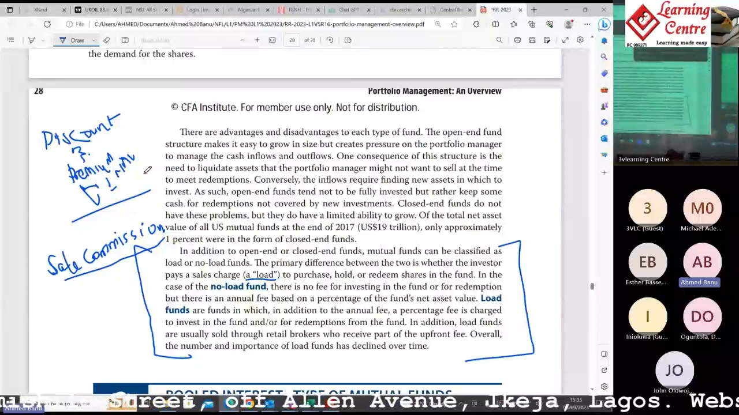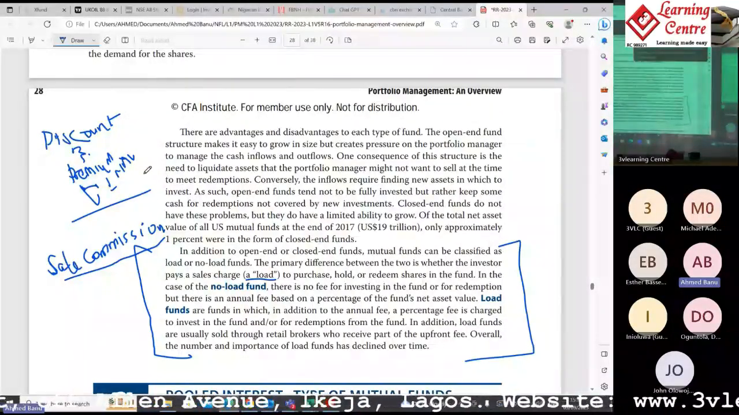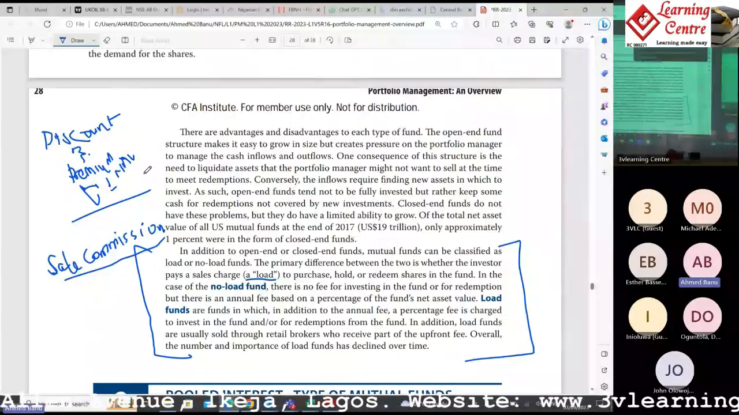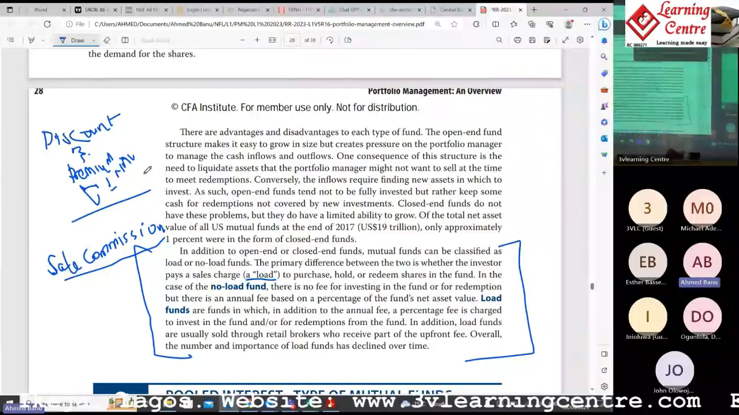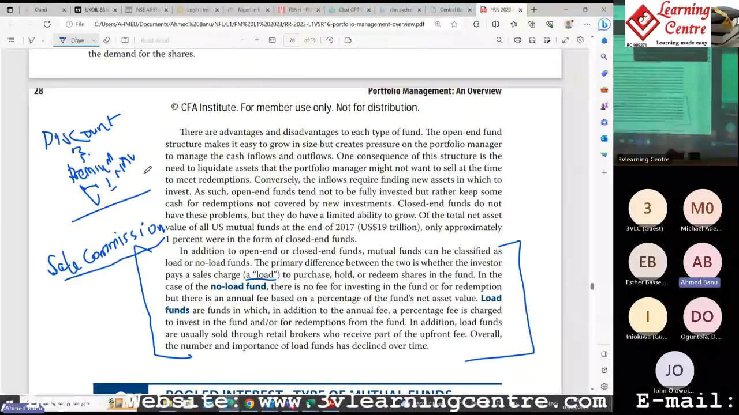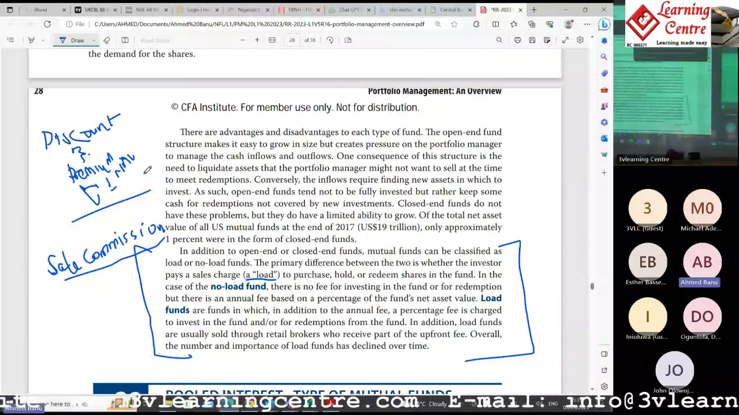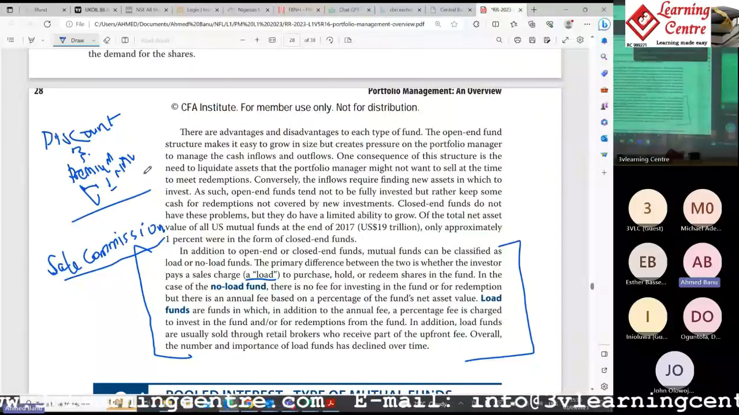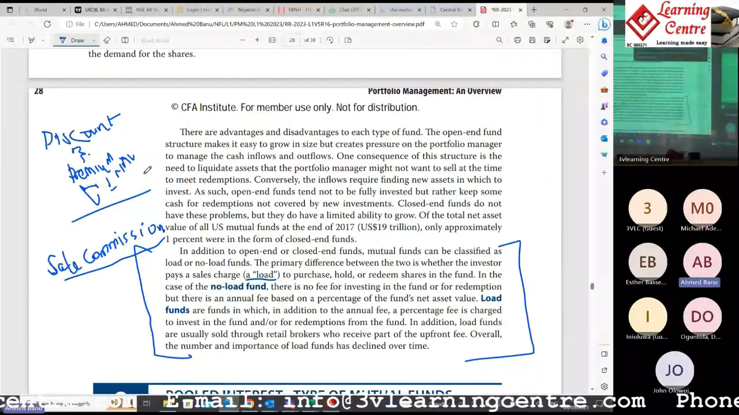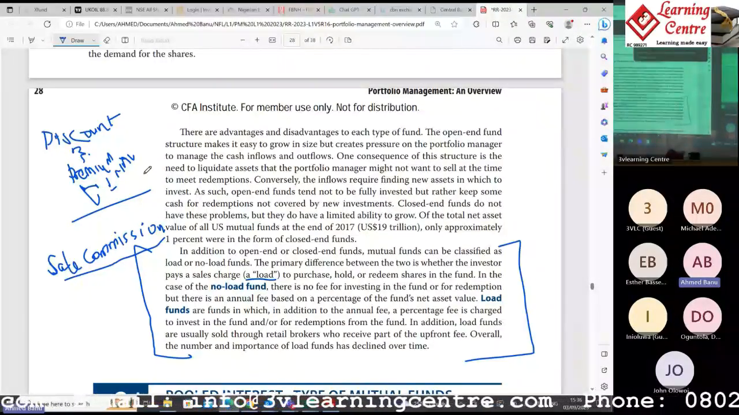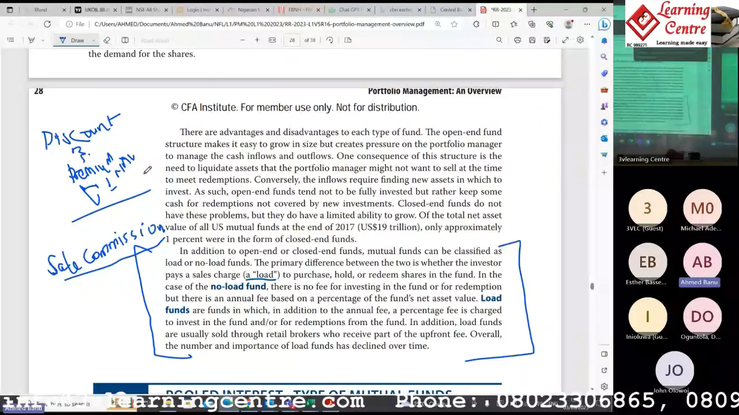Now, what does the agent get? The agent gets a sales commission. So if I want to subscribe, meaning if I want to invest in a mutual fund, I'll pay the agent a commission. That commission is called a load. Now, at the point of subscription, so at the point of investing, if there's a load, if there's a sales commission you pay, it's called front end load.